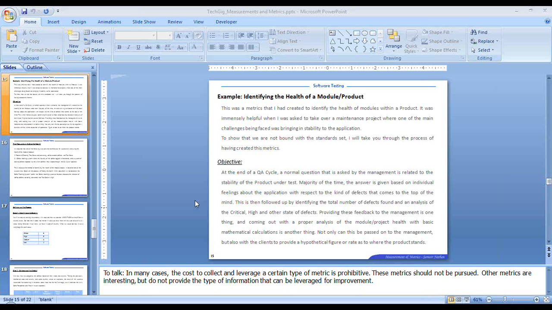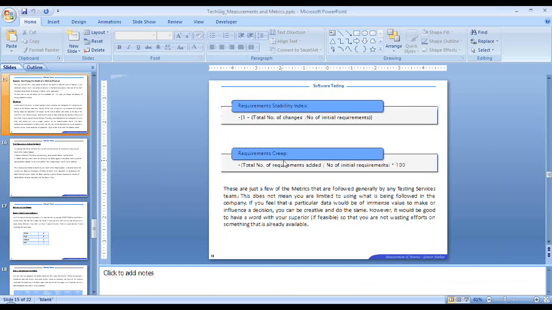However, I would put it across in saying how productive your test cases were, wherein you look into the total number of test cases you have against your total number of defects which has been identified. That will give you your efficiency ratio.